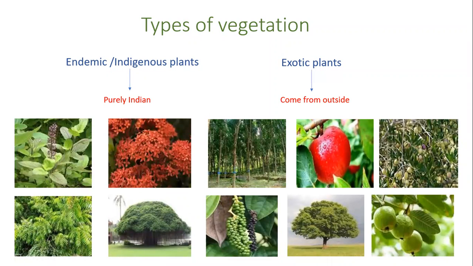Virgin vegetation is of two types: indigenous or endemic, and exotic. Endemic or indigenous plants are the plants that are purely Indian. They are completely Indian. That means they have not come from outside. They are a part of India. They have grown in India naturally. And exotic plants are the plants that come from outside. They have come from outside, and so they are termed as exotic plants.